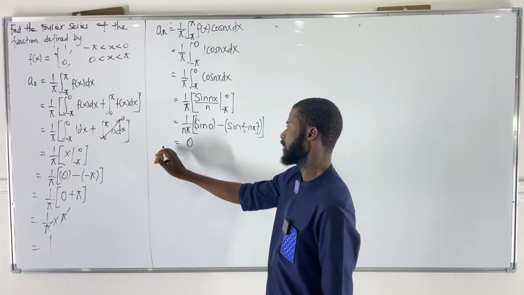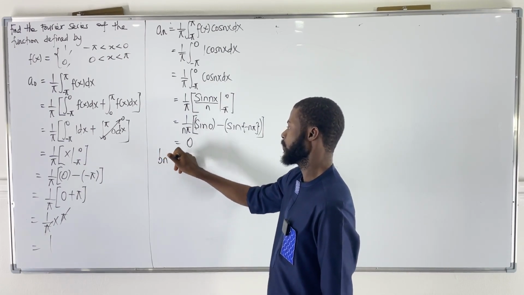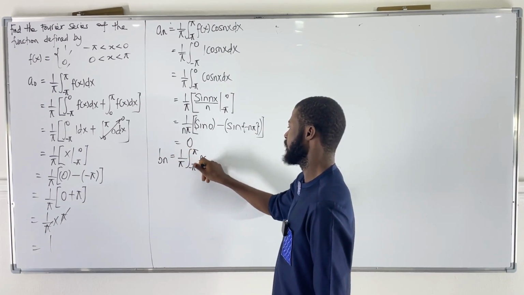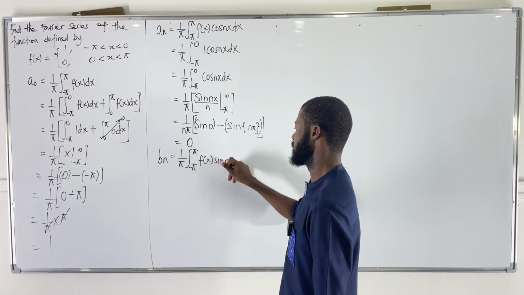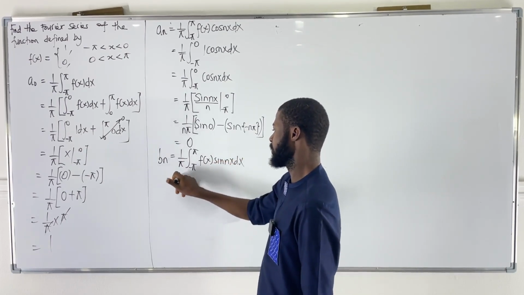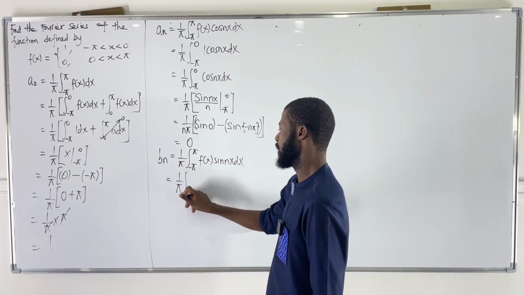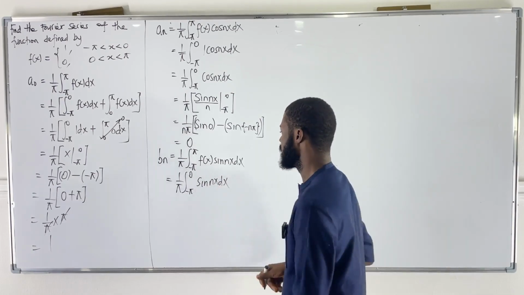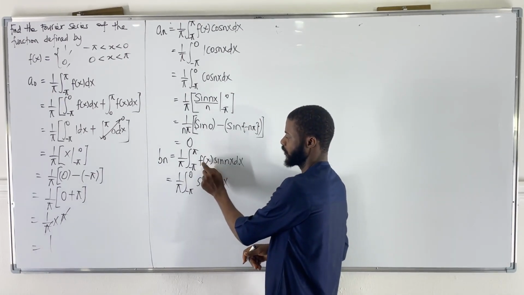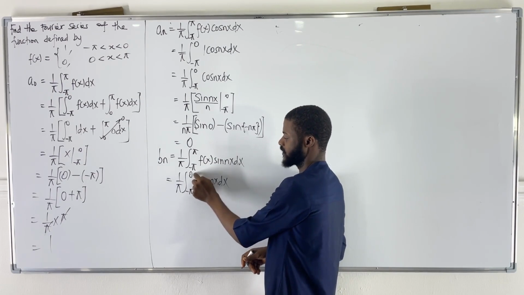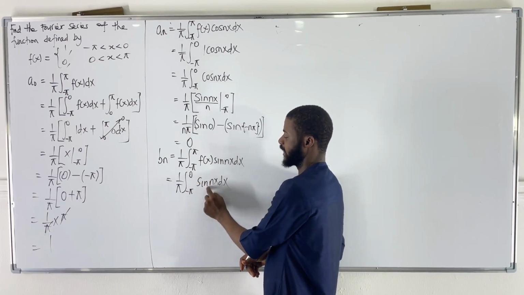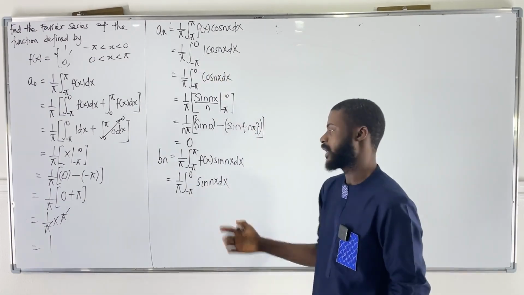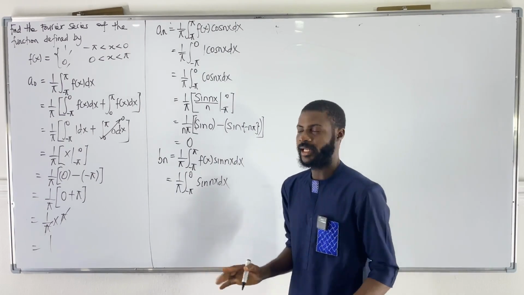Next is b sub n. Next thing for us to find is b sub n. So b sub n is 1 over pi, integral from minus pi to pi of f of x sine nx dx. So this will be 1 over pi, integral from minus pi to 0 of sine nx dx. Now, you know that the function from minus pi to 0 is 1. So 1 times sine nx will still give us sine nx. So it's easy, it's clear.